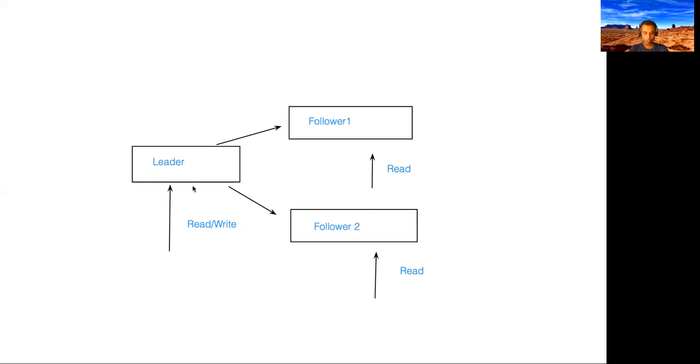Now let's look at what it means to replicate data from the leader to the follower. In this case, there are two followers here.